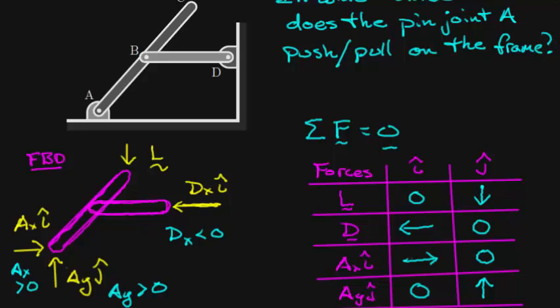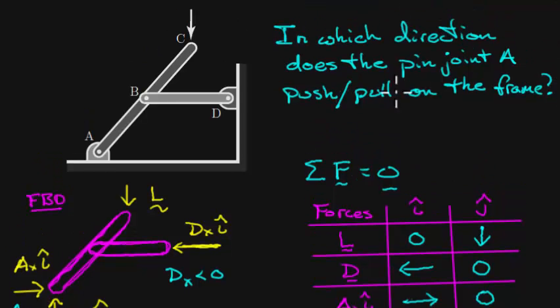So the answer to our question, let me just go back up here. In which direction does the pin joint push or pull on the frame? It pushes to the right and upward. And that's our answer. Done. Again, this is done without any equations at all. We didn't have to solve for anything mathematically, but we went through what those equilibrium conditions mean. And going through that, we can determine rigorously that the pin joint acts upward and to the right at point A on the frame.